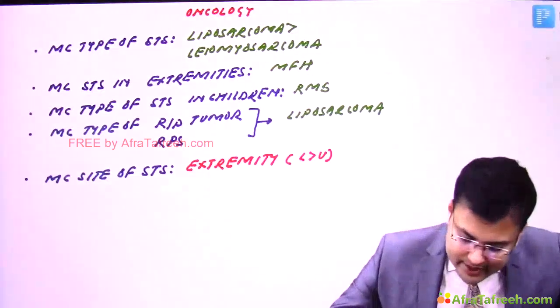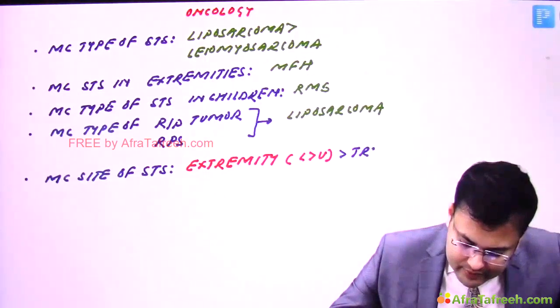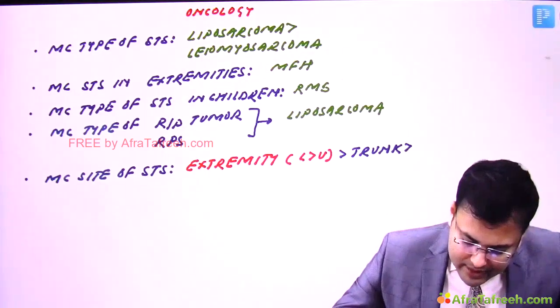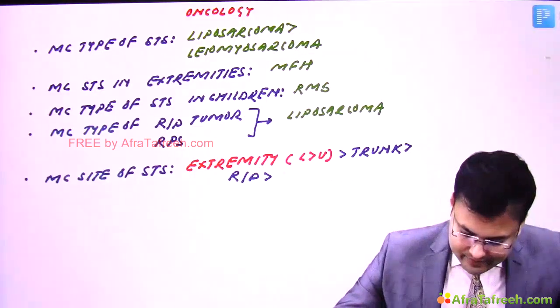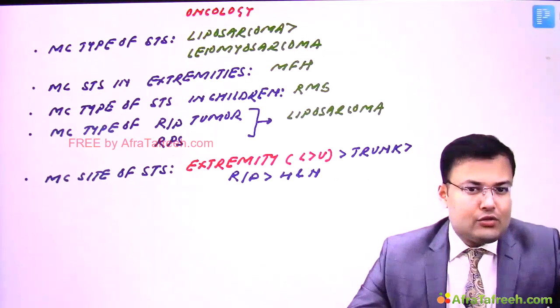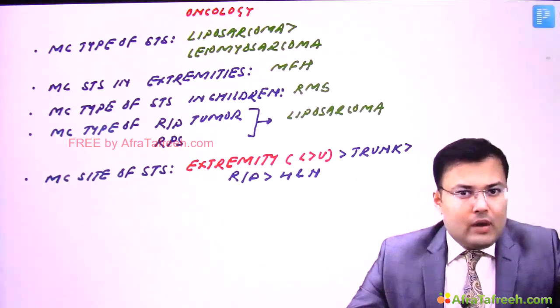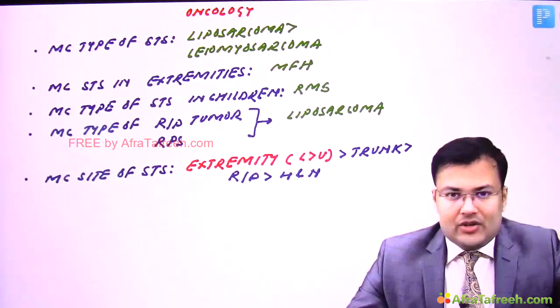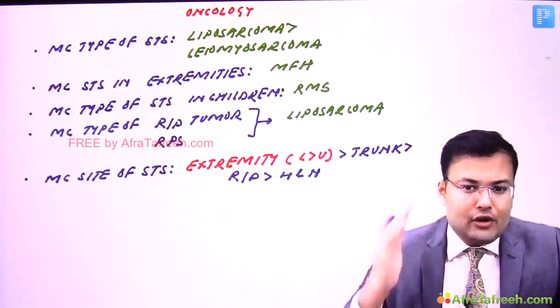It is followed by trunk, followed by retroperitoneum, followed by head and neck. Clear? So overall, the most common site of soft tissue sarcoma is extremity, more common in lower extremity, followed by trunk, followed by retroperitoneum, followed by head and neck.